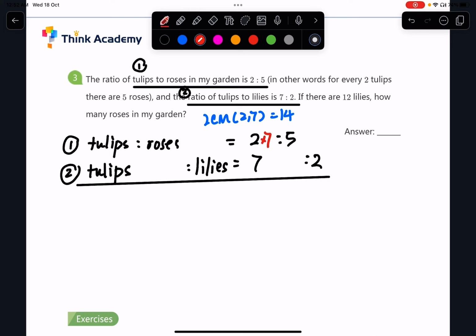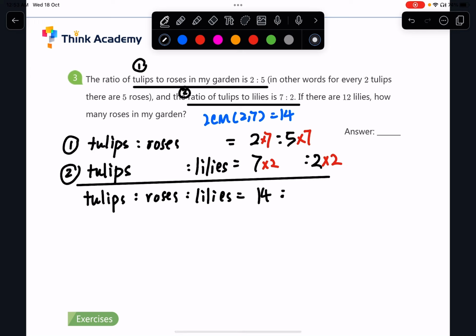2 times 7 is 14. And I have to multiply the 5 by 7 as well, because I want to find the equivalent ratio. And for lilies, I have to multiply by 2, and the 2 is also multiplied by 2. Okay, after we link up the numbers, now let me write down the final ratios. The final ratios between all these three flowers will be 14 to 5 times 7, 35, to 2 times 2, 4. So it is 14 to 35 to 4.